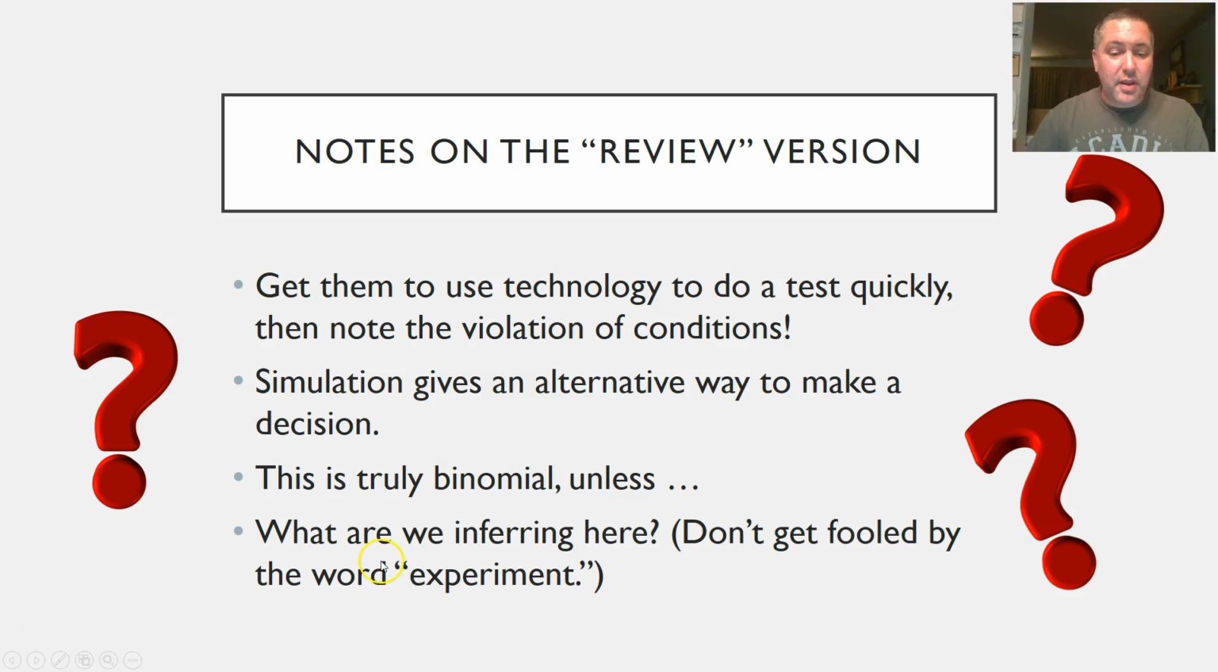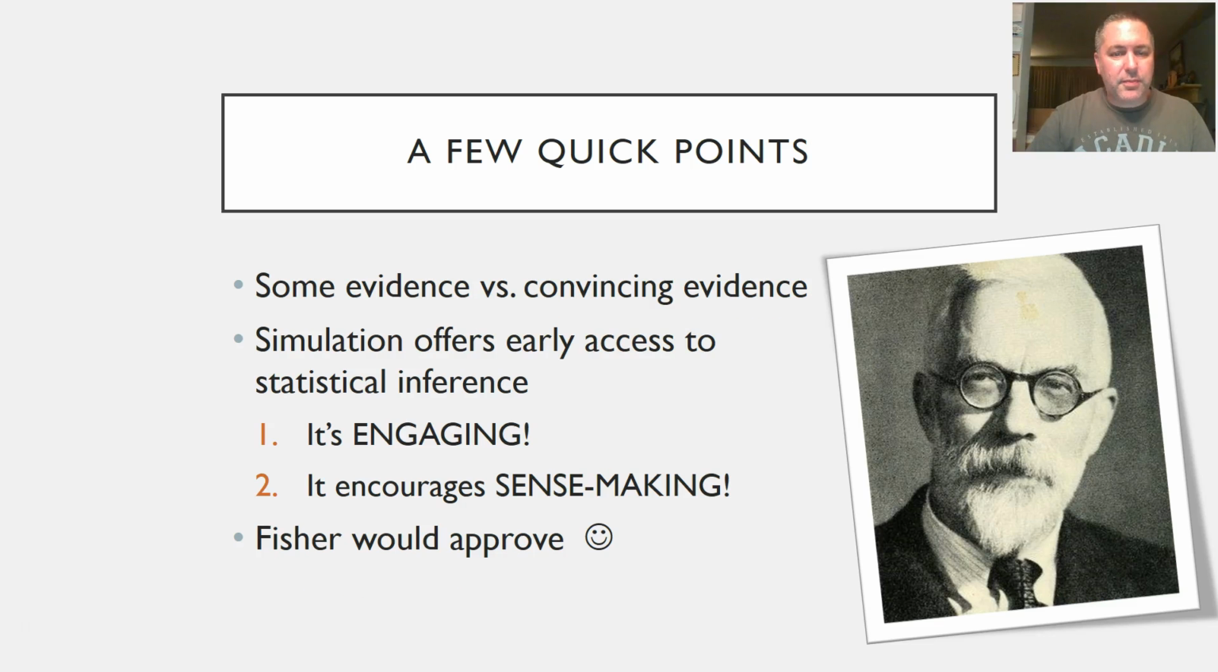And then lastly, what are we inferring here? Although this is an experiment, really the inference is on her ability. We're really treating these 12 shirts as though they were a random, representative sample of her ability. And so that's a really subtle one, and that's tough, but maybe not a bad thing for your students to think about. There's no random assignment to treatments.